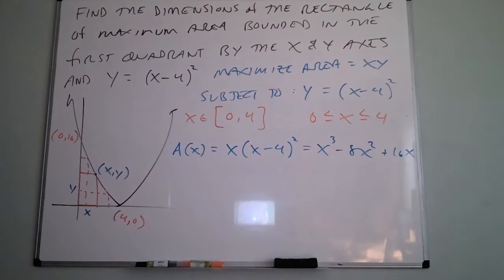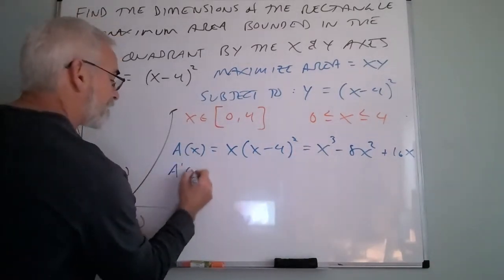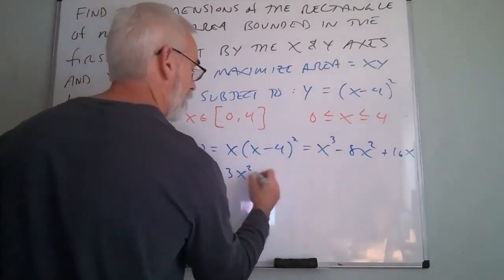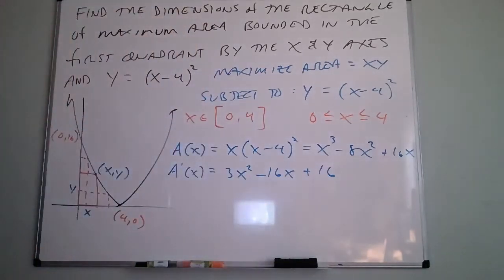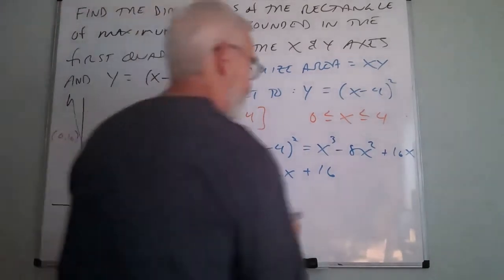Okay, so if I did this correctly, that's what it should look like. Hopefully I did this correctly. What is A prime of X? Well, that would be 3X squared minus 16X plus 16. Now that's not the friendliest looking thing, but can I solve that equation if I set this equal to 0?